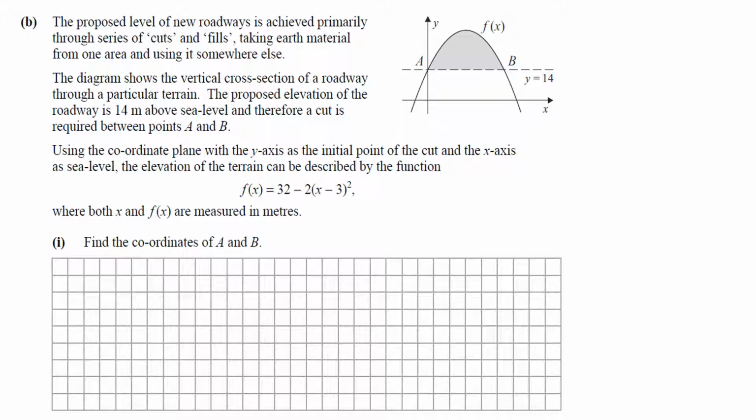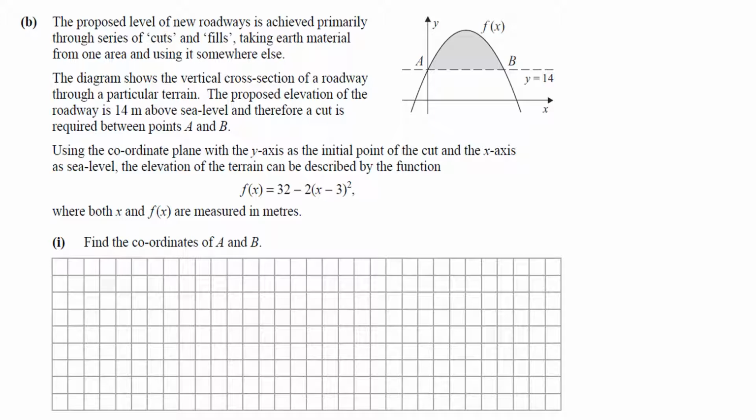Therefore, a cut is required at the points A and B. Using the coordinate plane with the y-axis as the initial point of the cut and the x-axis as sea level, the elevation of the terrain can be described by the function 32 minus 2 times x minus 3 squared, where both x and f of x are measured in meters. Find the coordinates of A.